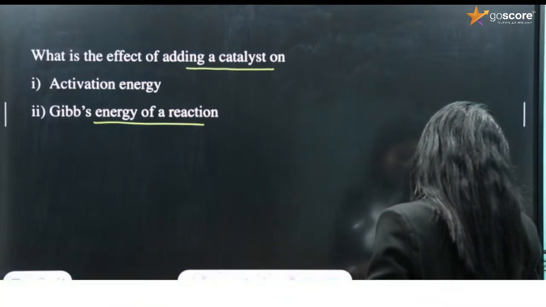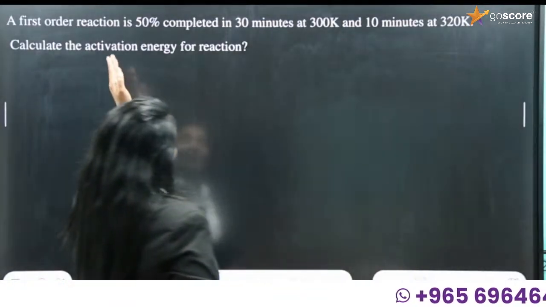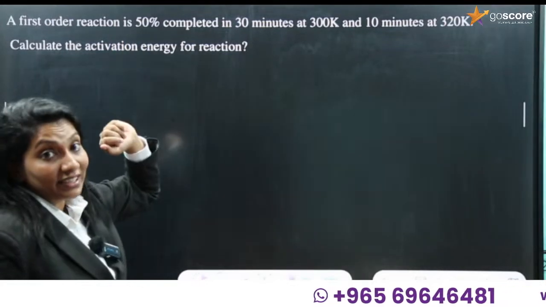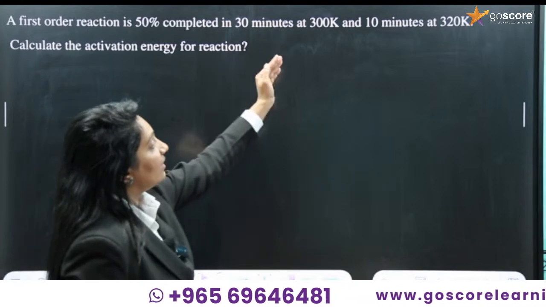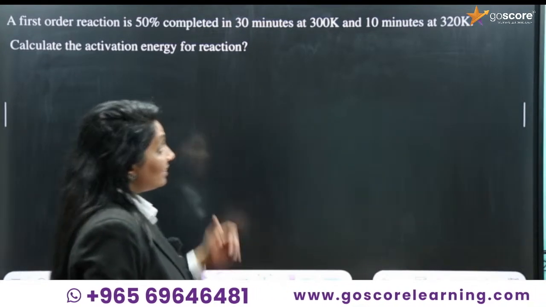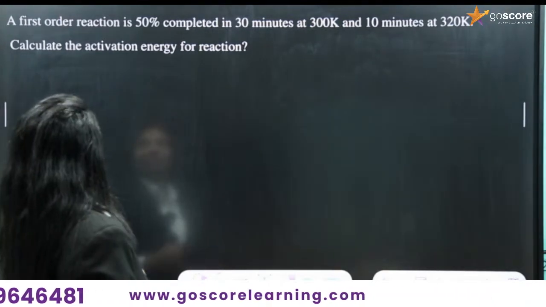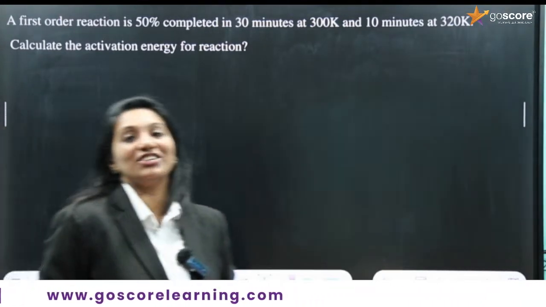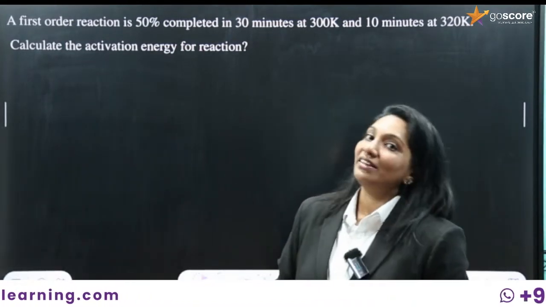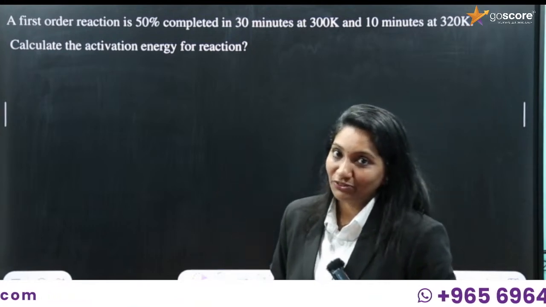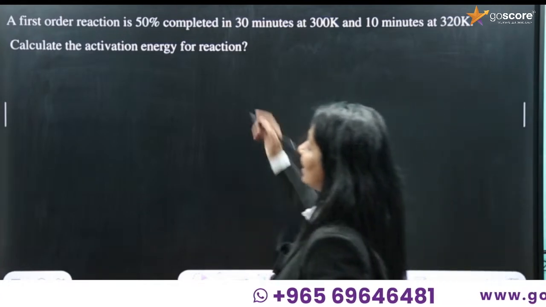Now let's see one more important question. A first order reaction is 50% completed in 30 minutes at 300 Kelvin temperature, and it is completed in 10 minutes at 320 Kelvin. We want to calculate the activation energy of the reaction. While learning the Arrhenius equation, I mentioned that you can expect this kind of problem, right? See here what is given.